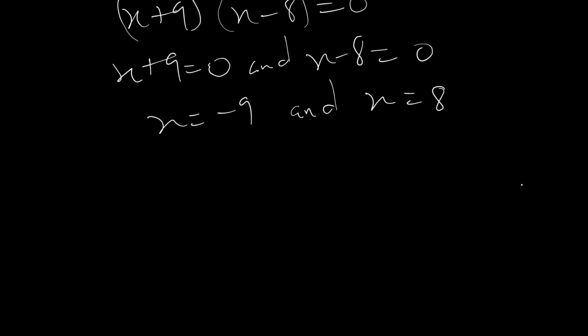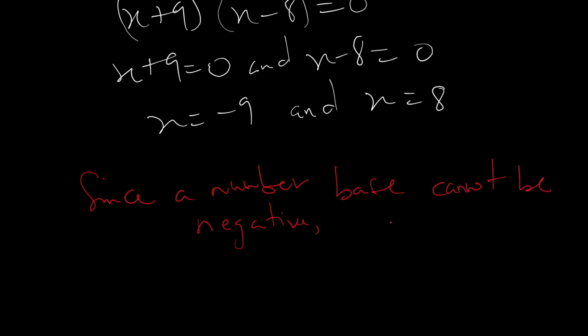But then we know that a number base cannot be negative. Since a number base cannot be negative, then our x will be equal to 8 and not negative 9. So this brings us to the end of question 5.